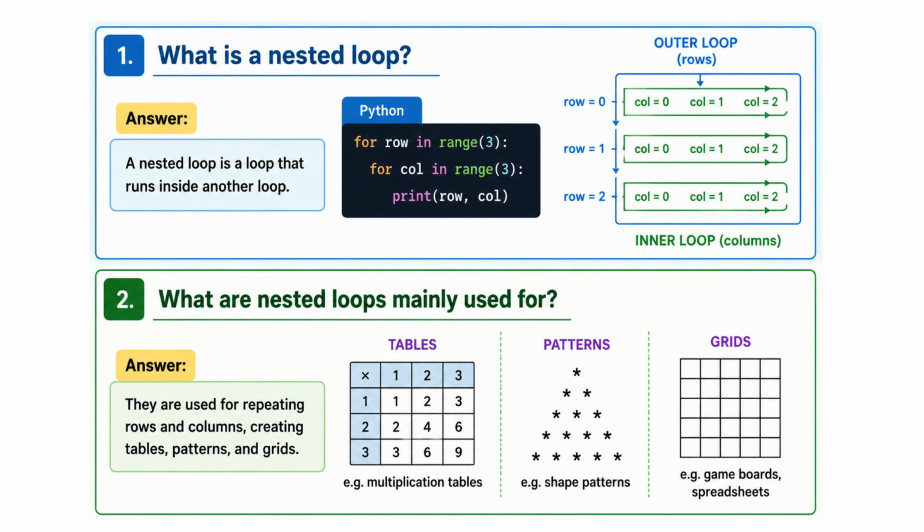Now, let's look at question 2. What are nested loops mainly used for? Nested loops are used for repeating rows and columns, making them perfect for working with tables, patterns, and grids. For example, they can generate multiplication tables, create star patterns, or process game boards and spreadsheets.